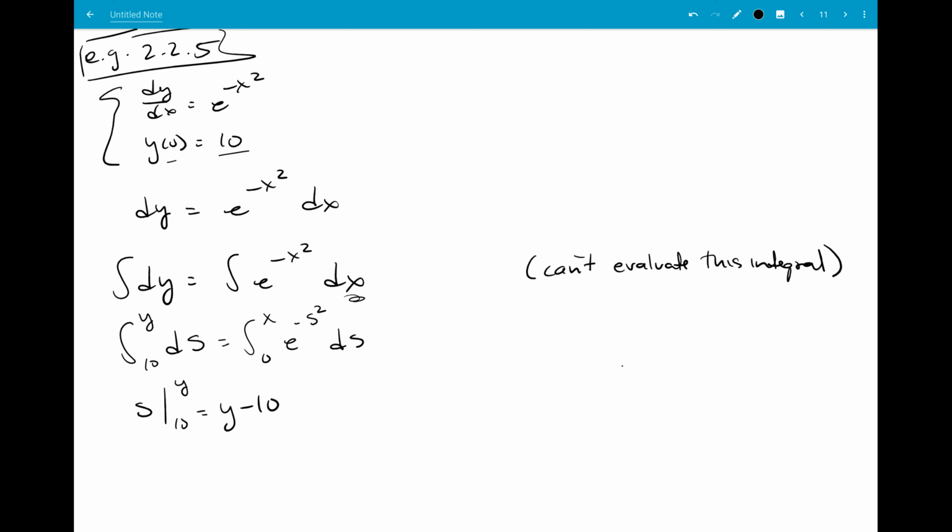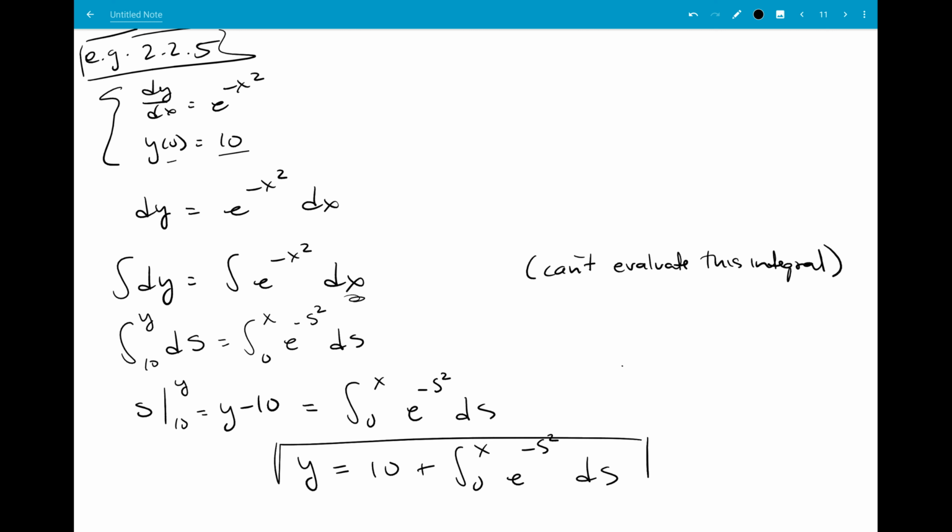Right-hand side, unfortunately, we can't solve. It's the integral from 0 to x of e to the minus s squared ds. But at least this way, we could write y is equal to 10 plus the integral from 0 to x, e to the minus s squared ds. This is the integral form solution to the initial value problem.